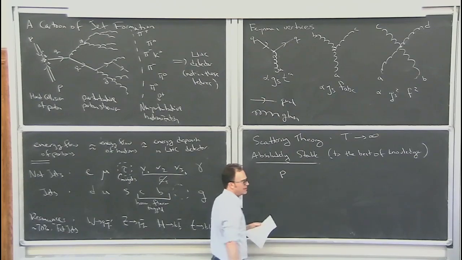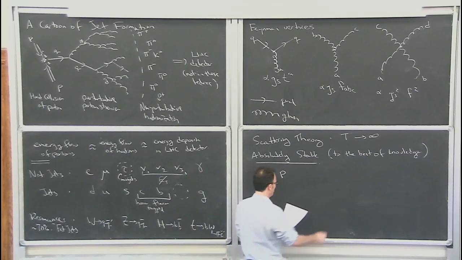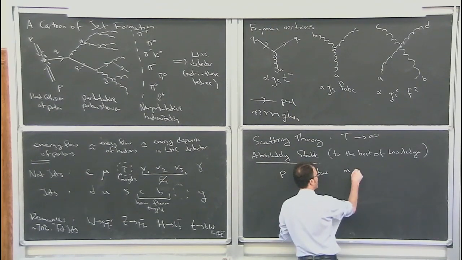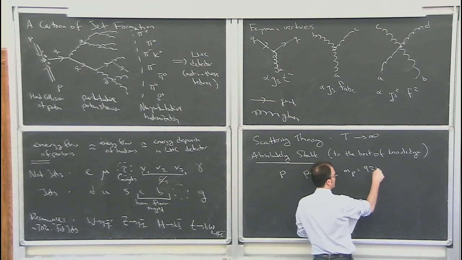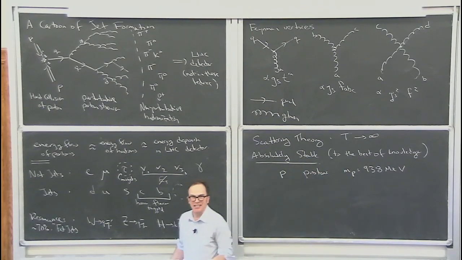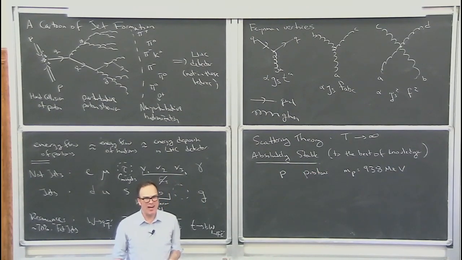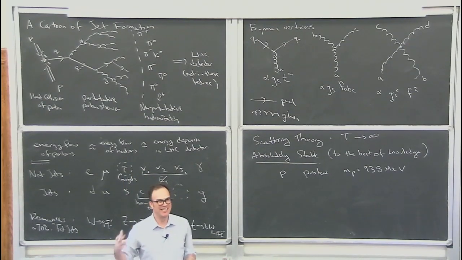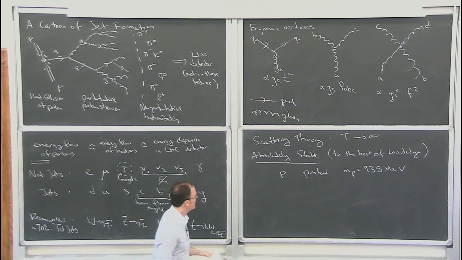So protons, to the best of our knowledge, they do not decay. And because they don't decay, you can make beams out of them. So why do we make the LHC out of proton beams? Because protons live long enough that you can accelerate them at the LHC complex and bring them into collision.